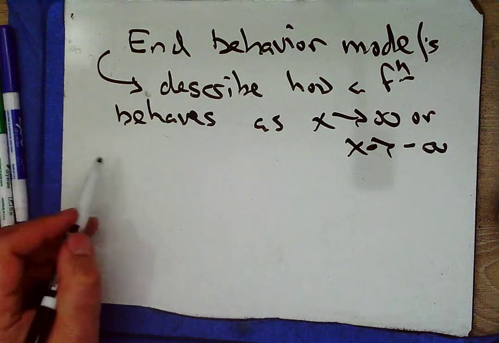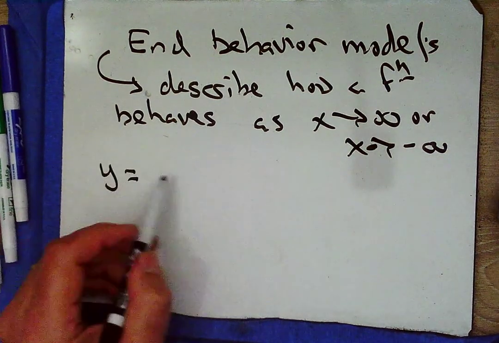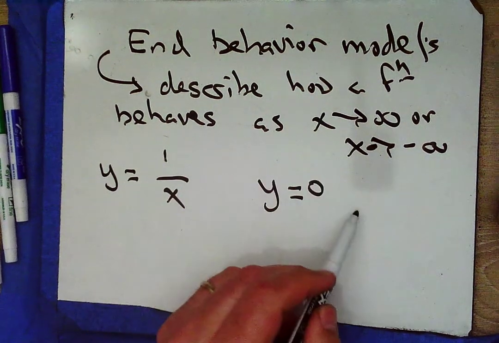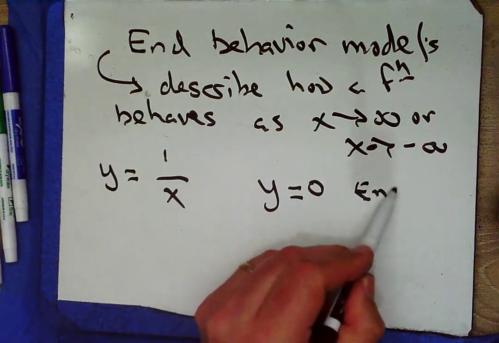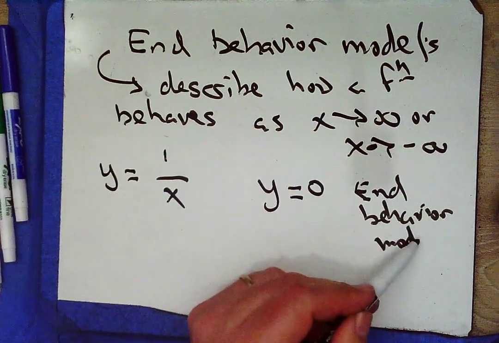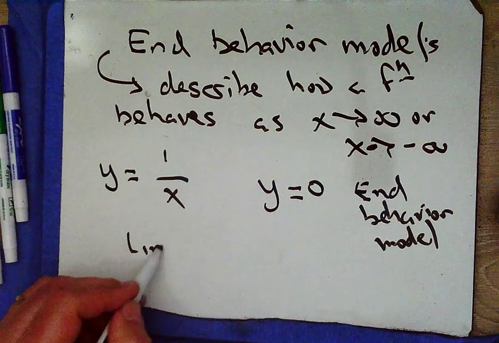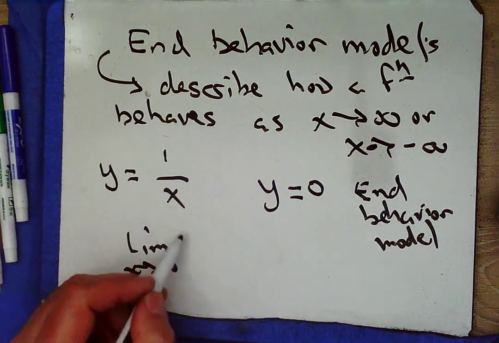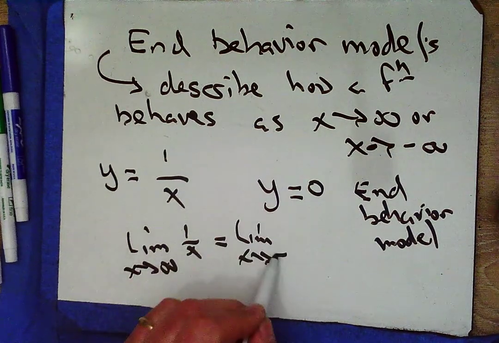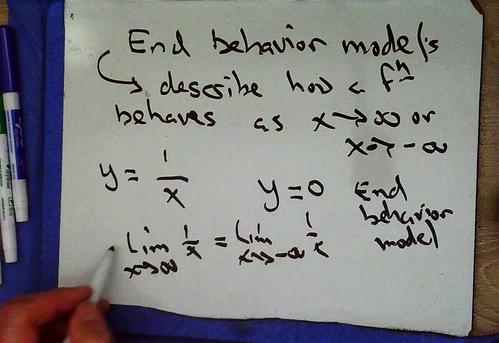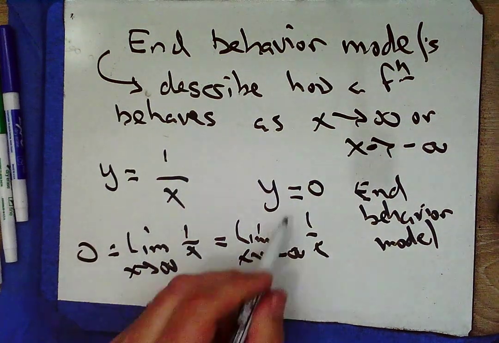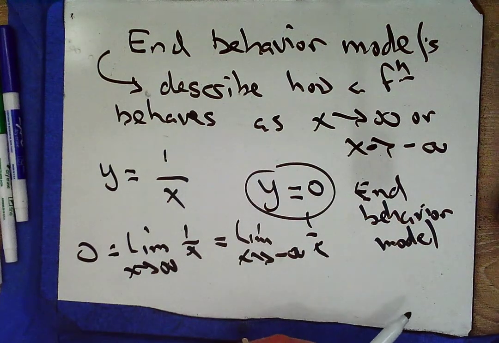We know, for example, that when we see y equals 1 over x, we know that y equals 0 is the end behavior model. And we know that because the limit as x heads to infinity of 1 over x equals the limit as x heads to negative infinity of 1 over x, and both of those limits are equal to 0. Okay? So y equals 0 is the end behavior model.